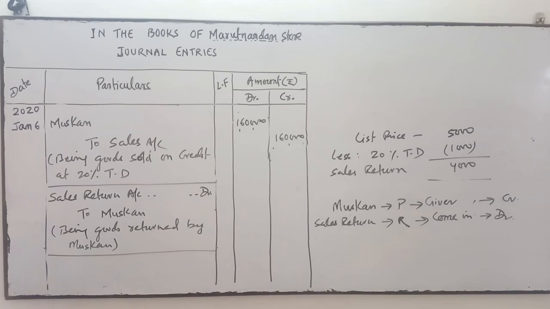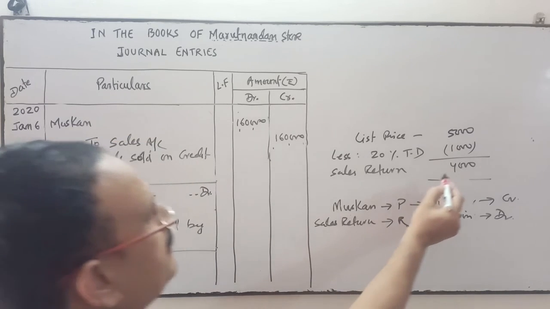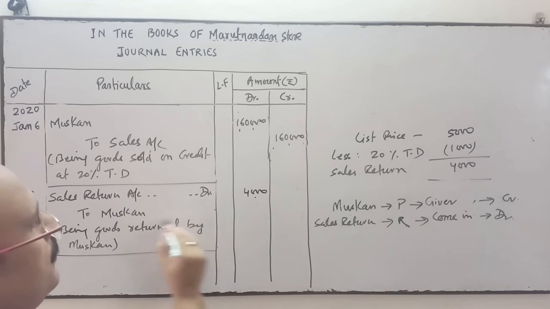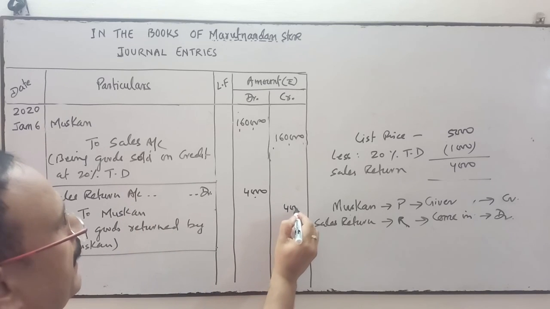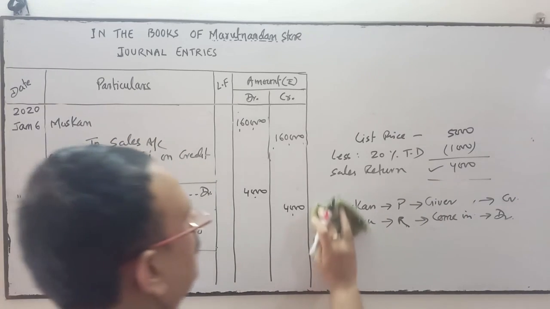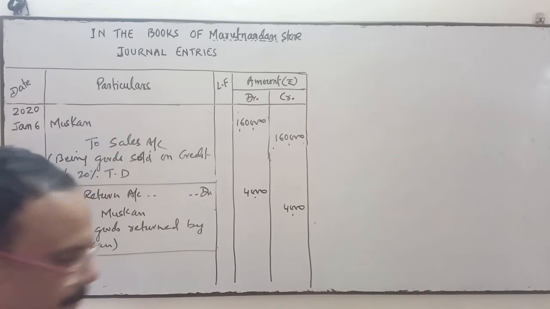Okay. So date is January 8. Amount is 4,000, which we will take in debit in sales return, and Muskan account will be credited in the credit column 4,000. This amount will be taken by us. Trade discount is not recorded in the books of the firm.